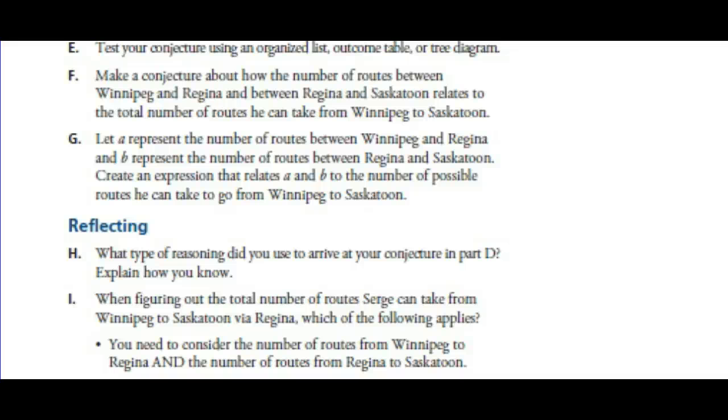Let a represent the routes from Winnipeg to Regina, and b represent the routes from Regina to Saskatoon. So what expression would we use to have the total possible number of routes from Winnipeg to Saskatoon? Right. So little a was Winnipeg to Regina, and little b.